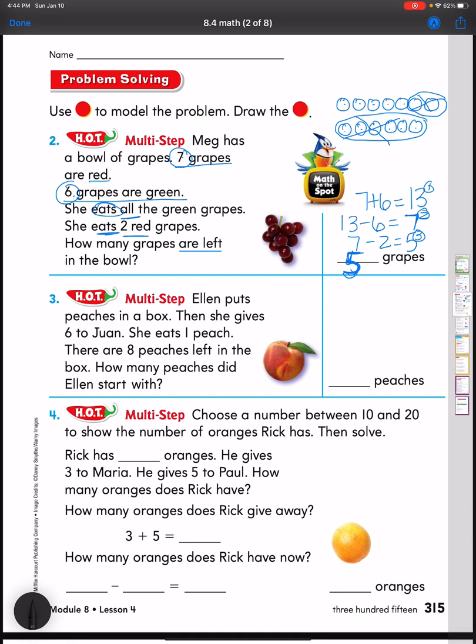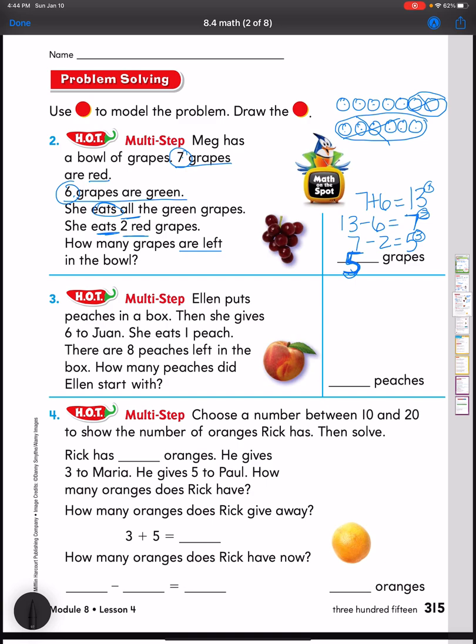All right, let's look at this one. Ellen puts peaches in a box. Then she gives 6 to 1. She eats 1 peach. There are 8 peaches left in the box. How many peaches did Ellen start with? All right, it doesn't tell us, does it? It doesn't tell us how many peaches were in a box. It just tells us what she did with those peaches.